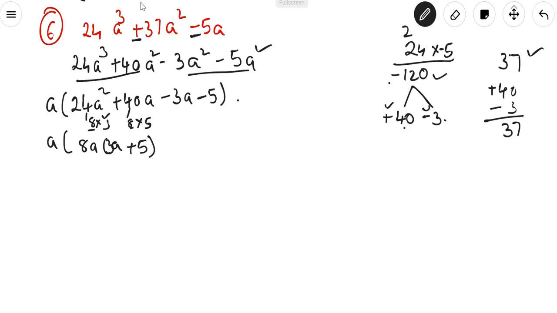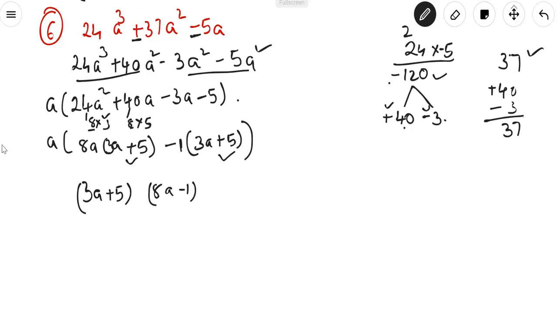Minus 1 I'm going to take out here. If I take minus 1 outside, this becomes 3a plus 5. What is common in these two expressions? 3a plus 5 is common. So what is left? 8a minus 1. And a is also there here. So these are the factors of problem number 6. I hope you have understood.